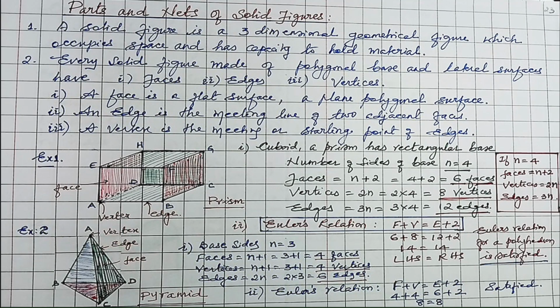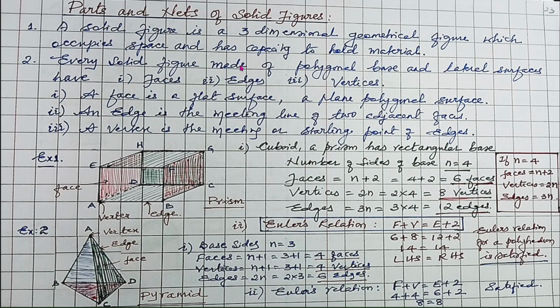Welcome to MRL. In this learning session, we'll be learning about the nets of solid figures, the parts of solid figures, how the solid figures can be visualized, and also how the solid figures can be drawn on a plain paper. Now, a solid figure, as we already learned, is a three-dimensional geometrical figure which occupies space and has capacity to hold material.